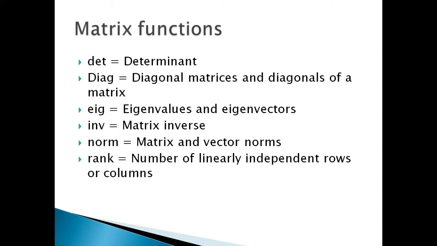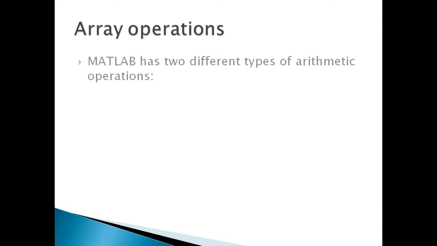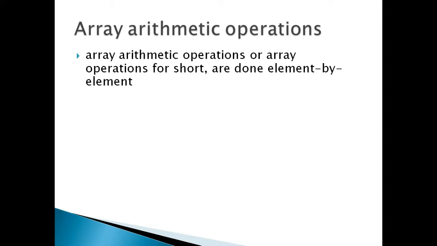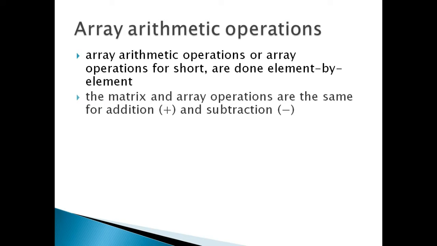So let's move on to the next topic, that is array operations. Basically Matlab has two different types of arithmetic operations, array operations and matrix operations. So let's move on to the array arithmetic operations. Basically array arithmetic operations are performed element by element. In the continuation of this video, I will make it clear what the element by element method is, and it is to be mentioned that the matrix and array operations are the same for addition and subtraction.